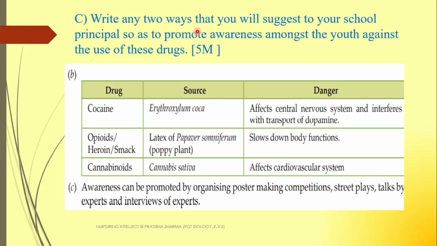Write any two ways that you will suggest to your school principal so as to promote awareness among the youth against the use of these drugs. We have to create awareness among the youth, so you have to suggest two ways to your principal. Awareness can be promoted by organizing poster making competitions, street plays, talks by experts, interviews by experts, etc.